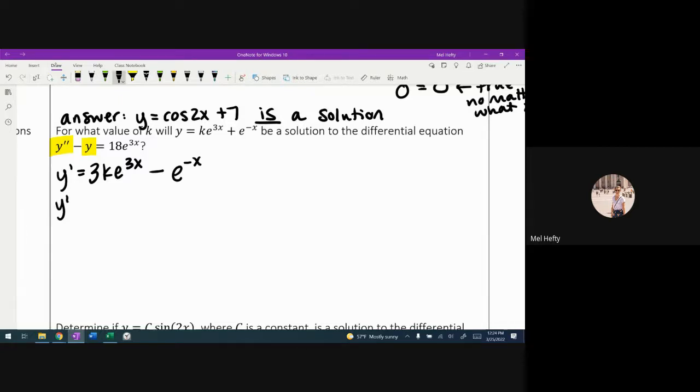Let's find y double prime because we need it to plug in. That is my chain rule for my negative x. It's like I multiplied it by -1 for derivative of negative x. All right, 3k e to the 3x. What is its derivative going to look like?